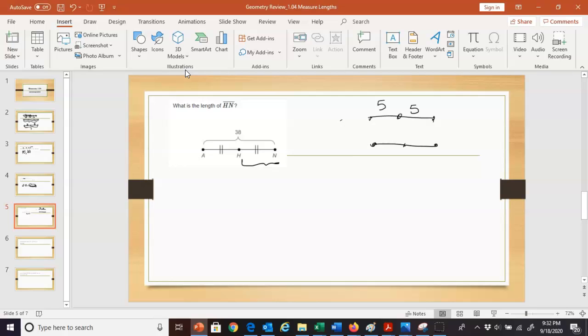Here, they're actually using just tick marks. Sometimes you'll see 1, so those are equal. And in this one, we're seeing 2. You can also use 3 or 4 or 5. And we're going to see these tick marks a lot in our class.